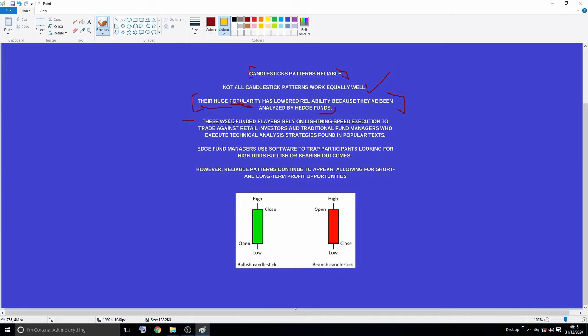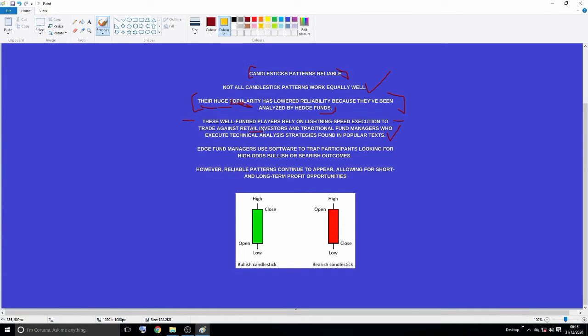These well-funded players rely on lightning speed execution to trade against retail traders and traditional fund managers who execute technical analysis strategies found in popular texts. So hedge funds work against us. Remember, we are retail traders.